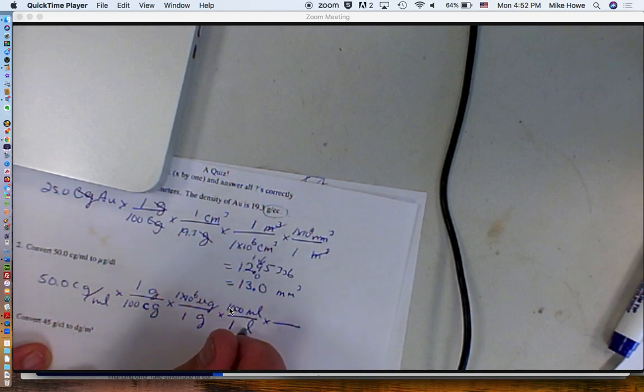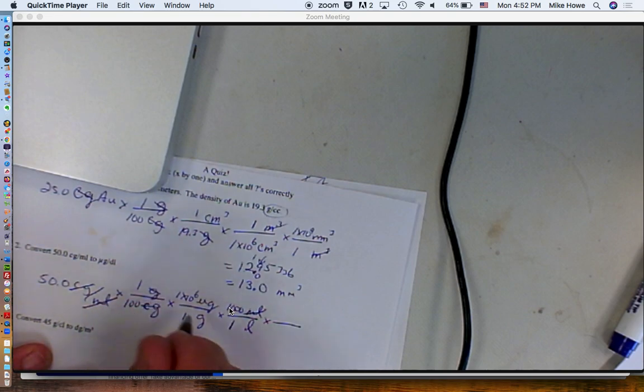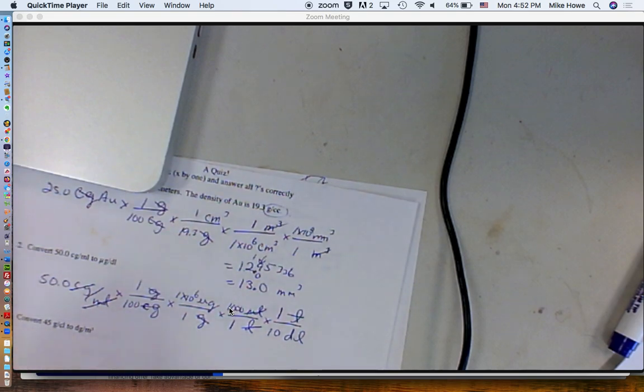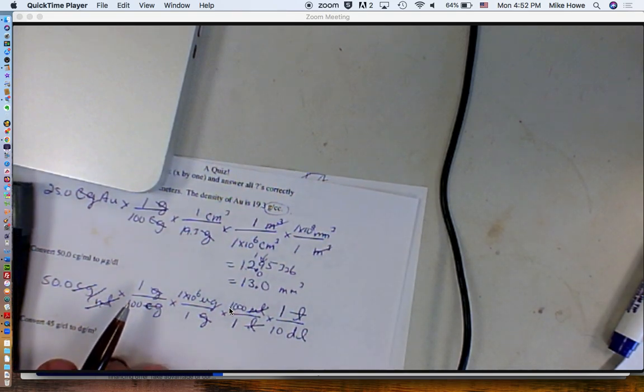Now we need to get rid of liters. So milliliters canceled. Centigrams are canceled here, grams canceled there. Milliliters cancel here. Now liters need to cancel, and deciliters is what we want to have. So 1 liter, 10 deciliters. Again, off of the things list. All right, so now we'll multiply across the top and divide everything that's on the bottom.